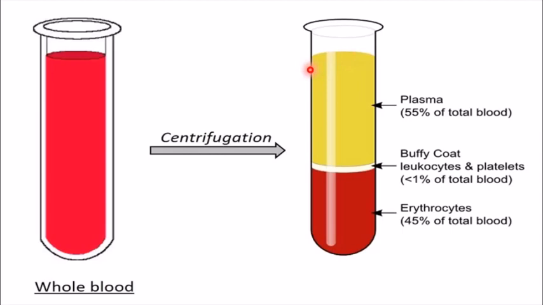So here you will find that on the top we have plasma, which is nothing but the water content. In this we have proteins, iron, salts, etc. Then we have our leukocytes, that is our WBCs, and the platelets. And then we have the erythrocytes, that is our RBCs. This procedure is done to separate the different types from the blood.